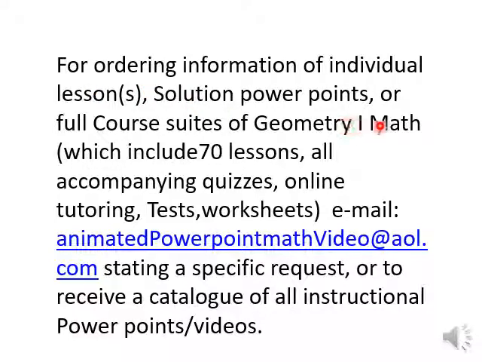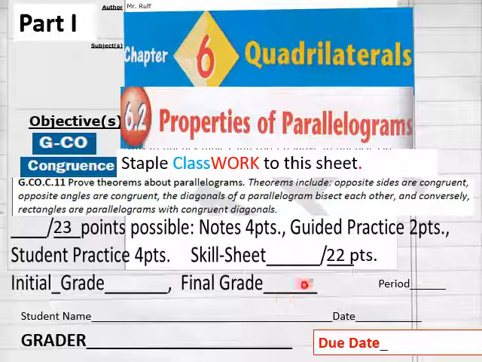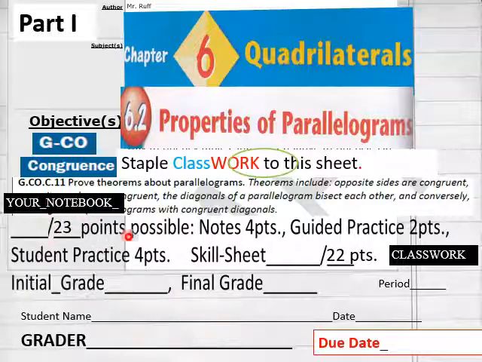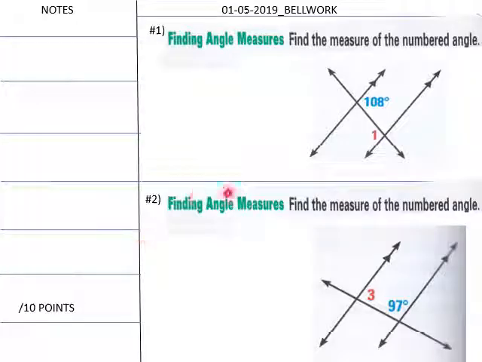Hello everybody, get ready to do lesson 6.2 Geometry 1 Math Part 1. 6.2 Properties of Parallelograms Part 1. Here's our standard, here's our description. We got a 22-point skill sheet and a 23-point notebook taking guide available.